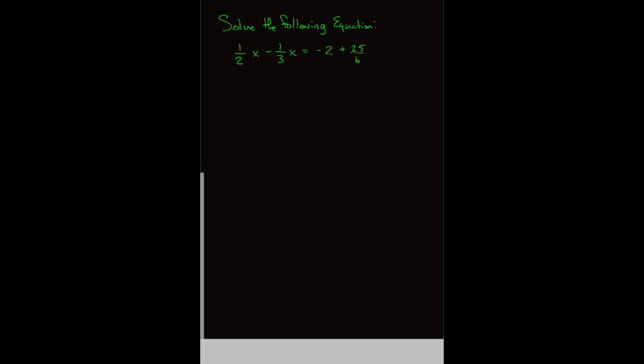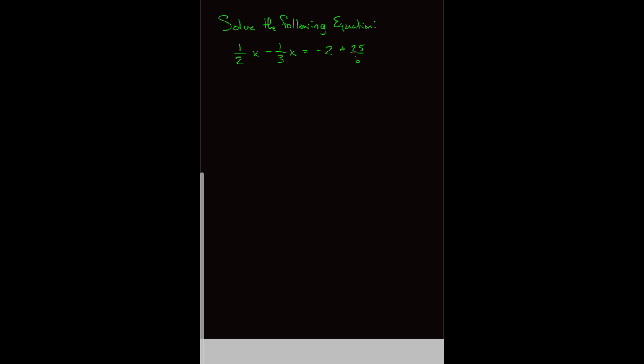In order for us to solve this equation, we have to look at each side of the entire equation. We're going to deal with one side at a time. When we deal with one side at a time, that means we're going to find the least common denominator and combine these fractions together on each side.